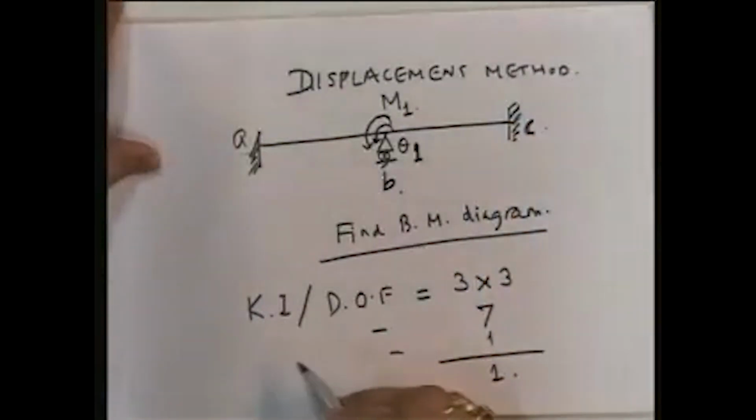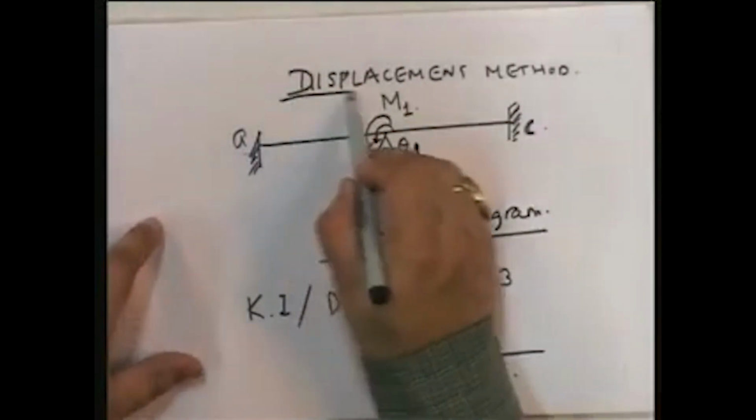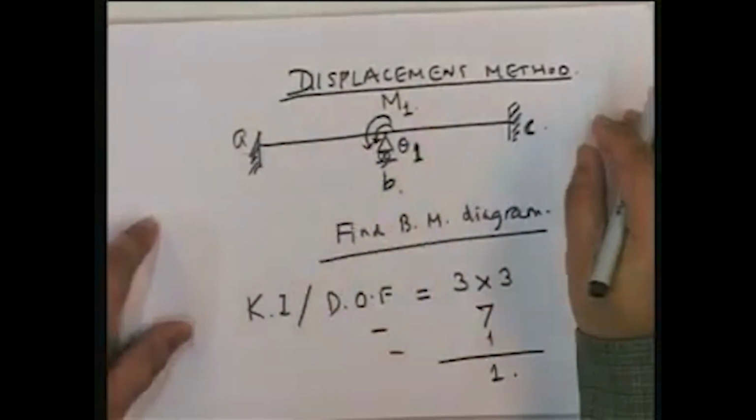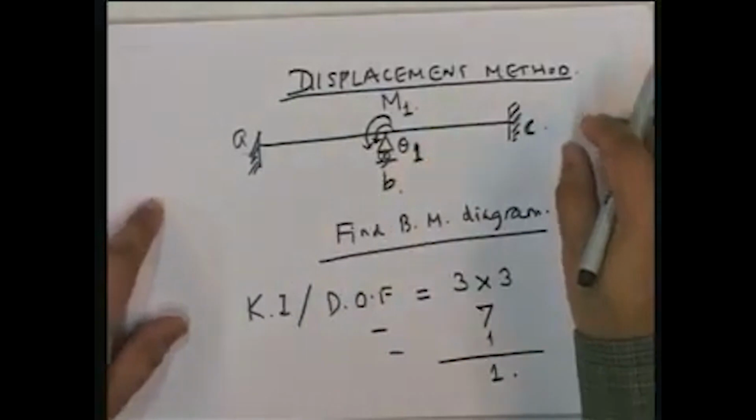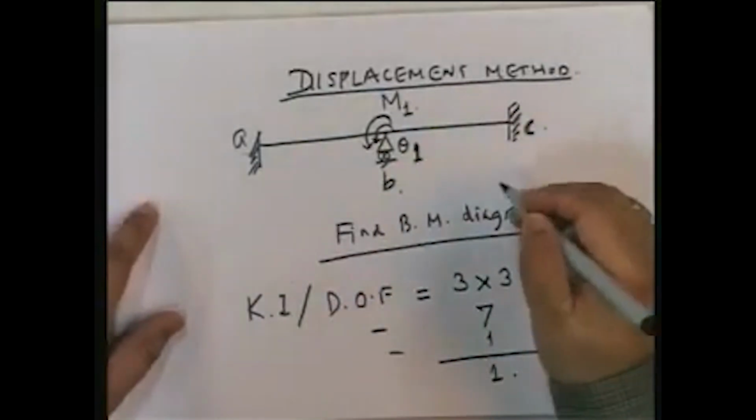So let's see how this step works. Kinematic indeterminacy. So think about it. In the force method, what did you do? You found the static indeterminacy. Once you found the static indeterminacy, you identified redundant forces, and then you wrote down compatibility equations corresponding to the redundant forces, and that's how you solved it.